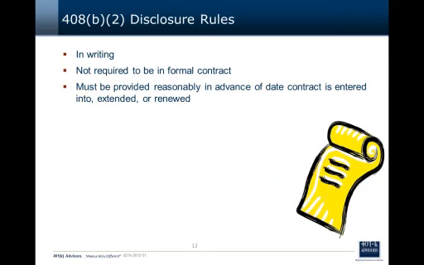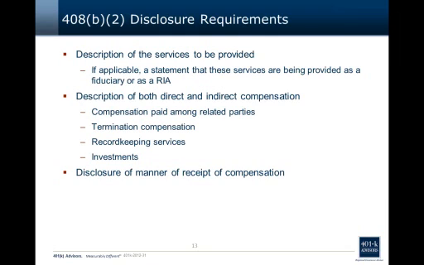The rules require the disclosures to be in writing. However, the DOL did not come out with a formal contract. There just needs to be some description, and the notices must be provided in advance of the date the contract is entered into, extended, or renewed. So with this being the first disclosure notice, the effective date again is July 1st. Those notices need to be distributed by the end of August, and to the extent a provider makes any changes in the structure of those notices, they're required to provide you with new documentation.